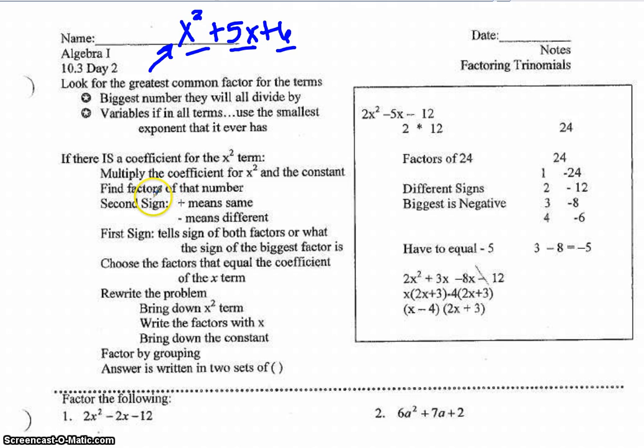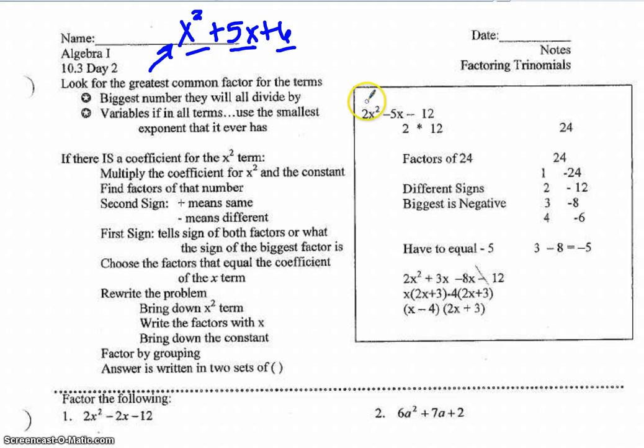Today we're going to look at problems that do have a number in front of x squared, such as 2x squared minus 5x minus 12. The first thing you want to do is look for a greatest common factor. Is there anything that they will all divide by? We have a 2, a 5, and a 12. They don't have anything in common.